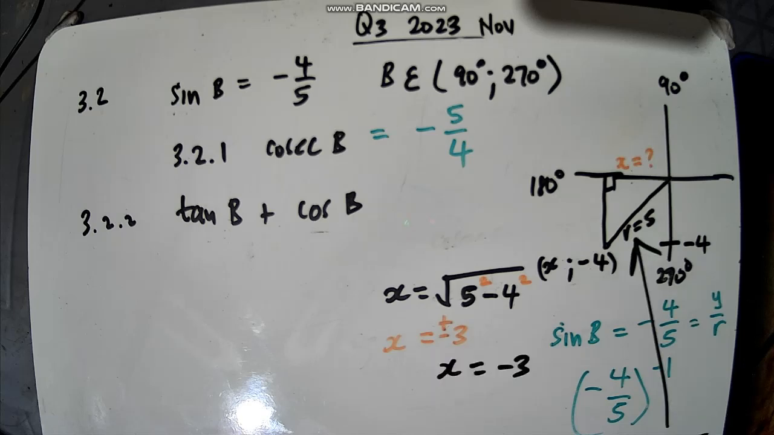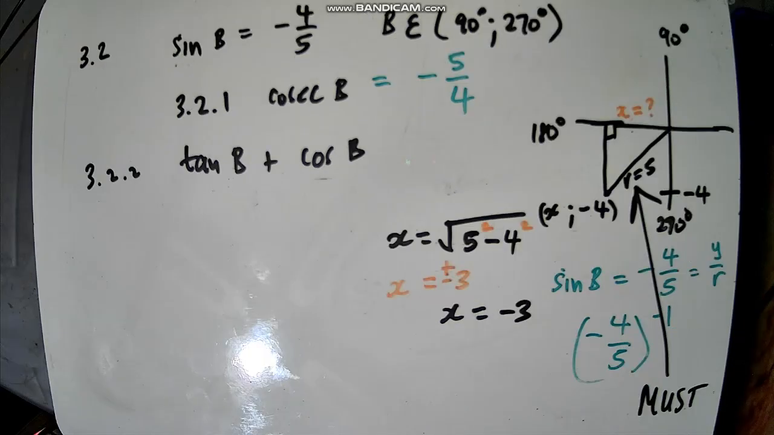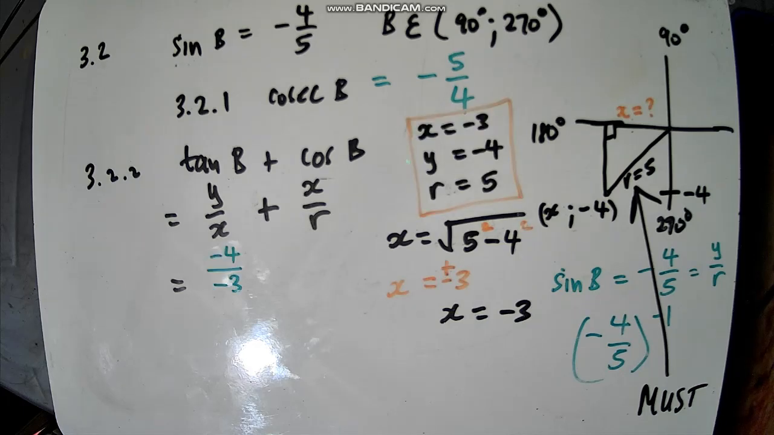You must draw the diagram, okay? The diagram is a must. Now tan, looking at the diagram, is y over x, and cos B is x over r. All you have to do is substitute those values, which are x, y, and r. So y is -4 and x is -3. And then x is -3 and r is 5. Plug it into your calculator, and you'll get the final answer, 11 over 15.